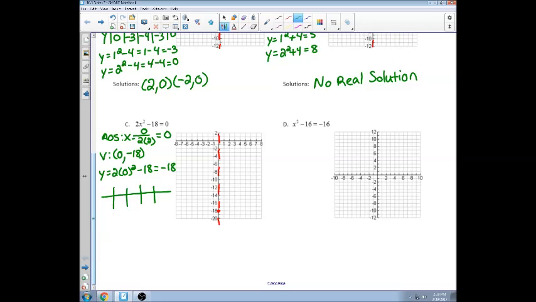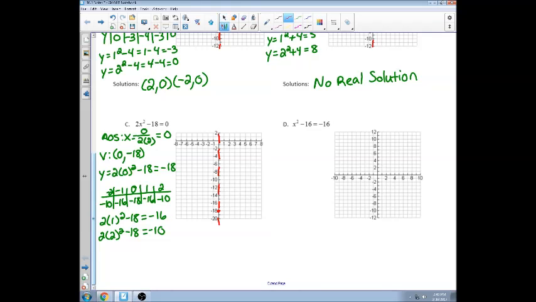I'm going to put my vertex in the center. I'm going to add 1, subtract 1, subtract 1. If I put 1 back in for x, it would give me 2 times 1 squared minus 18, which would be 2 minus 18, which is negative 16. Then I need to solve for 2, be 2 times 2 squared minus 18. 2 squared is 4, 4 times 2 is 8, 8 minus 18 would be negative 10. This is symmetrical, so I can continue there.